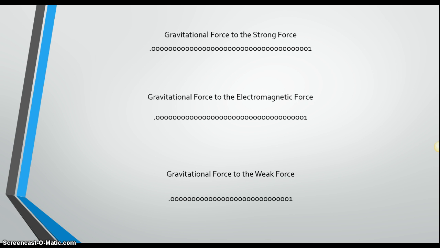The gravitational force is approximately 10 to the negative 38th power times the strength of the strong force. Or, gravity is 38 orders of magnitude weaker. Or 10 to the negative 36th times the strength of the electromagnetic force, and 10 to the negative 29th times the strength of the weak force. So obviously a lot weaker. Kind of gives you a scale and perspective of the other forces, doesn't it?